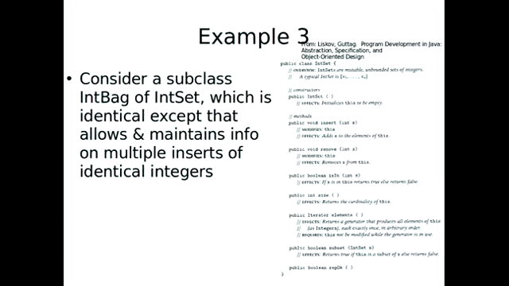And we have this set. And let's suppose now we want to create an int bag out of it. This is identical, except you can have multiple inserts of identical integers, and they're kept track of independently. So if you insert twice, you have two of them, not just one. Would that be a legitimate subtype of this? No.